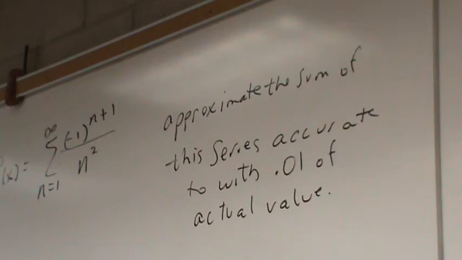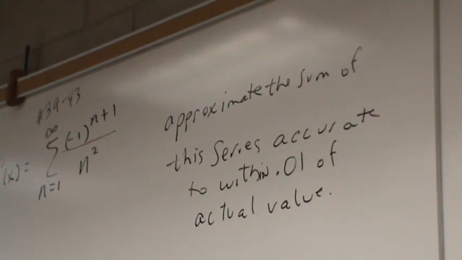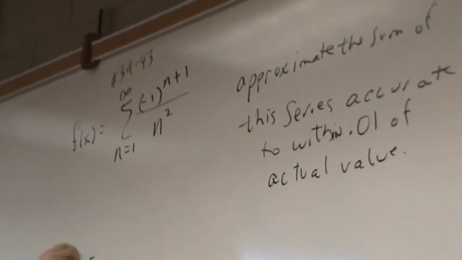If the bell rings, don't go. I'm so sorry. Approximate the sum of this series accurate to within 0.01 of the actual value. This is like tonight's problems. This is like problems number 39 through 43. Okay? And let me tell you how you're going to do this. You're actually just going to write out the terms. There's nothing more complicated than that.